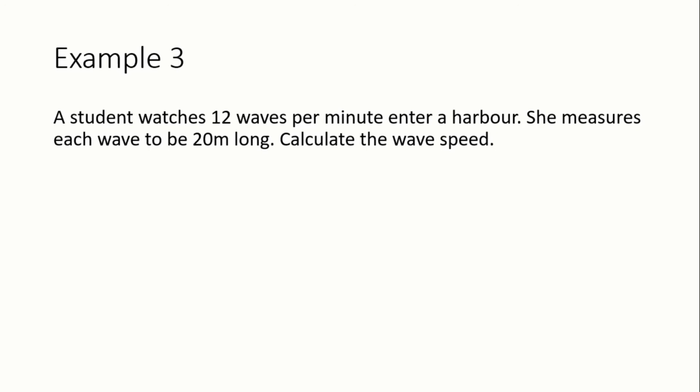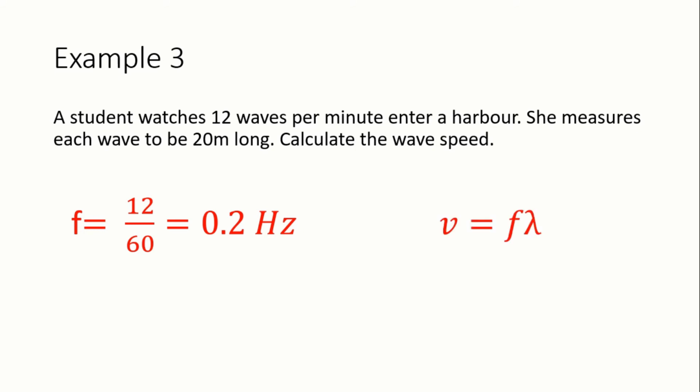Again, if we want to use v equals f lambda, we need to know the frequency, but the question doesn't explicitly state the frequency. However, it does say that we get 12 waves per minute, and remember the frequency is the number of waves per second. The frequency is the number of waves, 12, divided by the 60 seconds. That gives us 0.2 Hz. Now that we've calculated the frequency, we can fit that into the wave equation, v equals f lambda. That would equal the frequency, 0.2, multiplied by the wavelength, 20, to give us 4 meters per second.